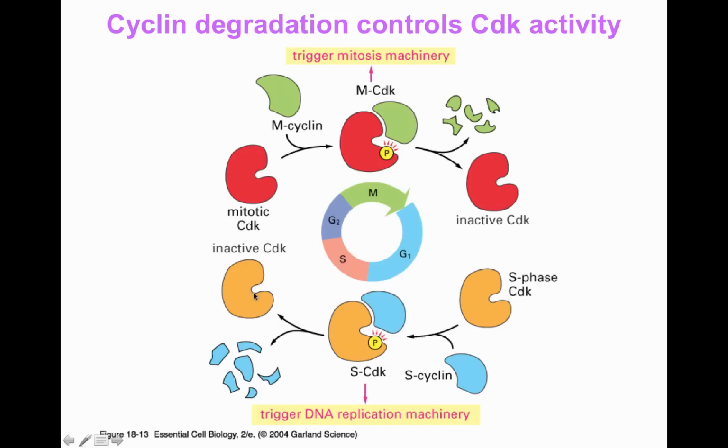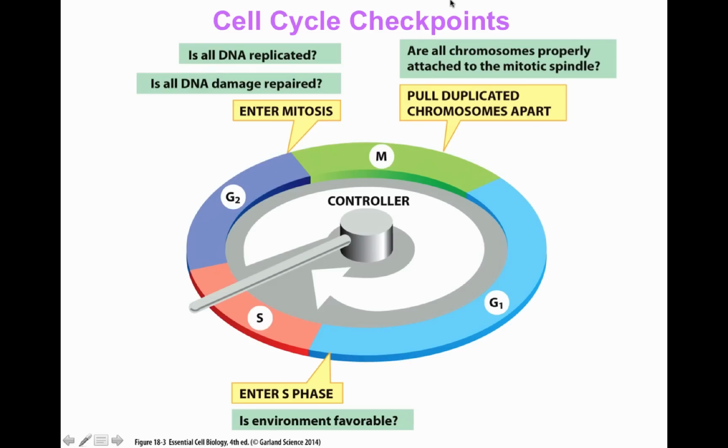So this cycle of activation and inactivation of the cyclin and cyclin-dependent kinase complexes happens by phosphorylation, as well as by the binding of the cyclins to the appropriate CDK, as well as the destruction by ubiquitination of the cyclin after the cell cycle stage has been finished. So let's take a look at some of those checkpoints.